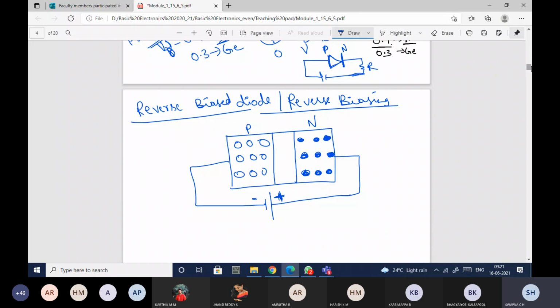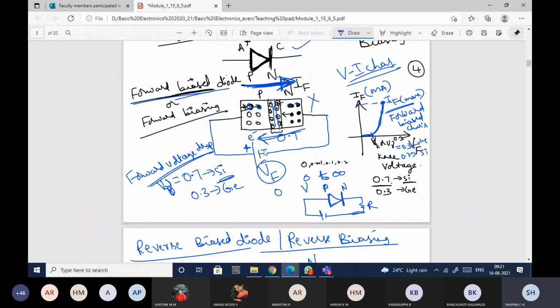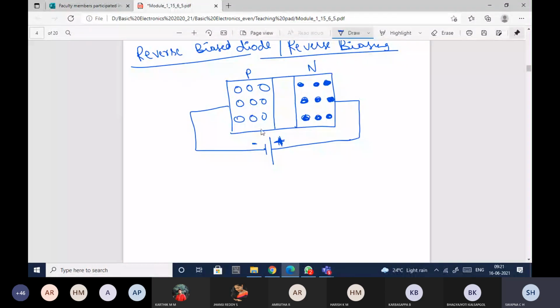See, I have explained that when P is connected to positive and N is connected to negative, the negative terminal repels the electrons and they start moving towards the junction. In the same way, I want you to explain it here. Here I have holes connected to negative and here I have electrons connected to the positive terminal. So what happens here? That is my question.